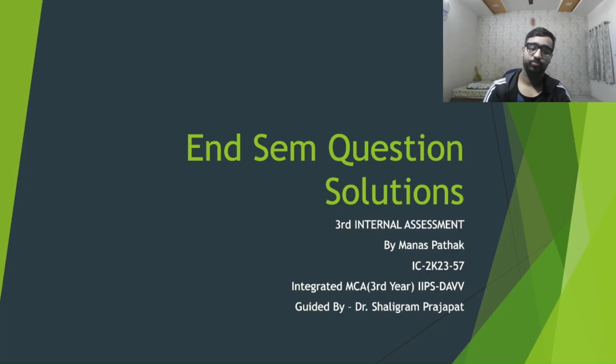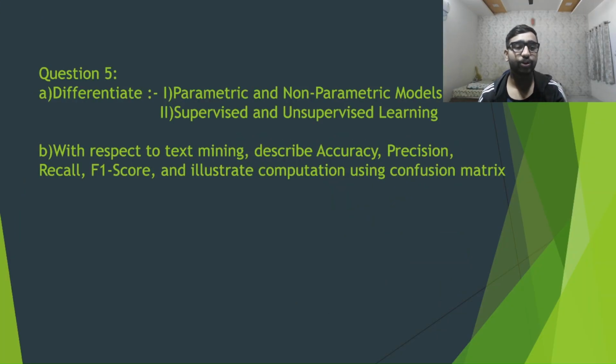So let's start. The question for today is: differentiate between the parametric and non-parametric models and supervised and unsupervised learning. And the second part is with respect to text mining: describe accuracy, precision, recall, F1 score and illustrate the computation using a confusion matrix. So let's solve each part of this question one by one.